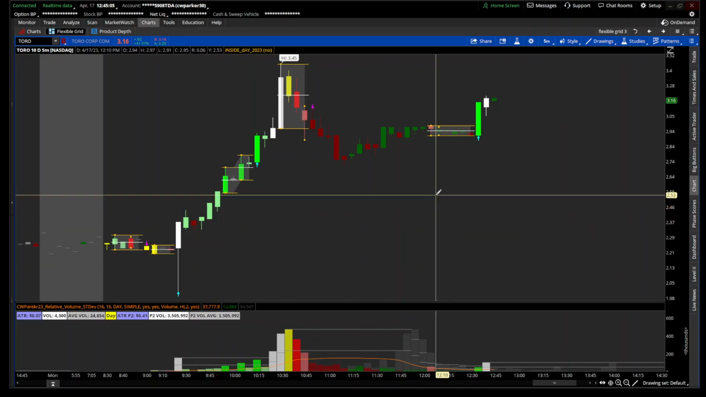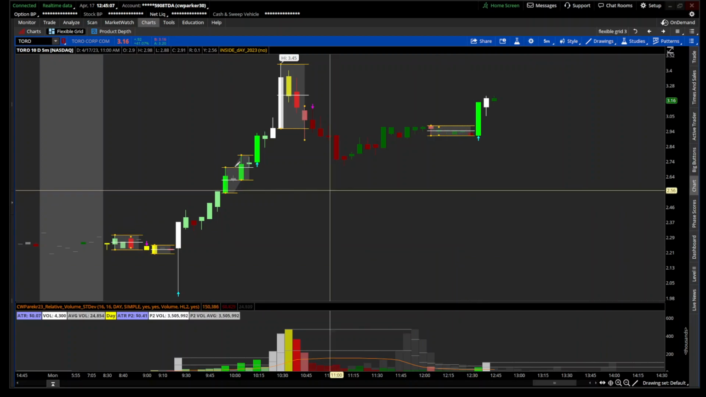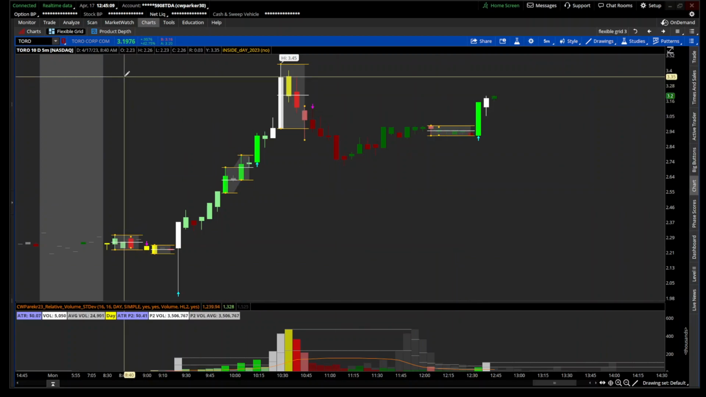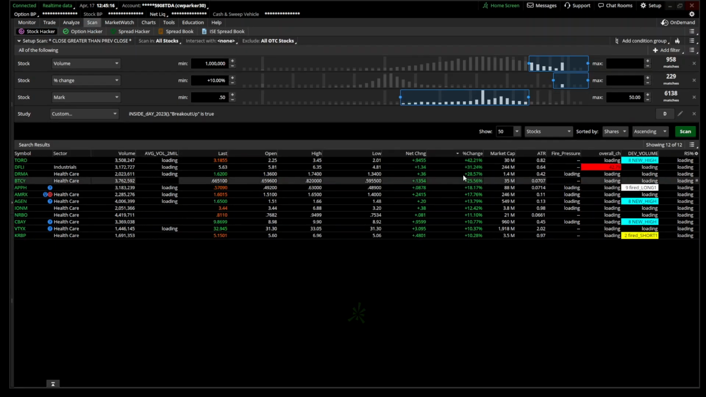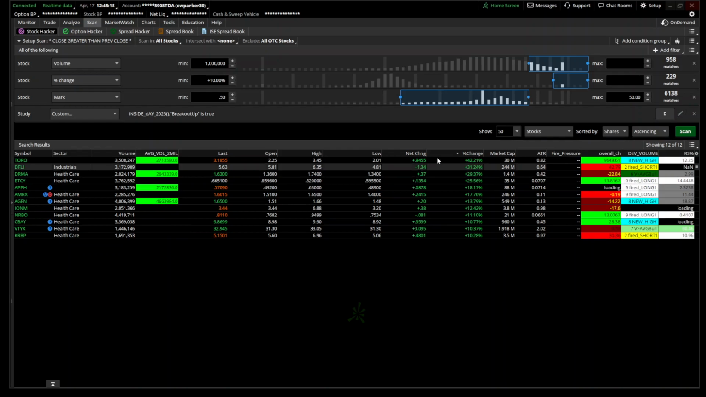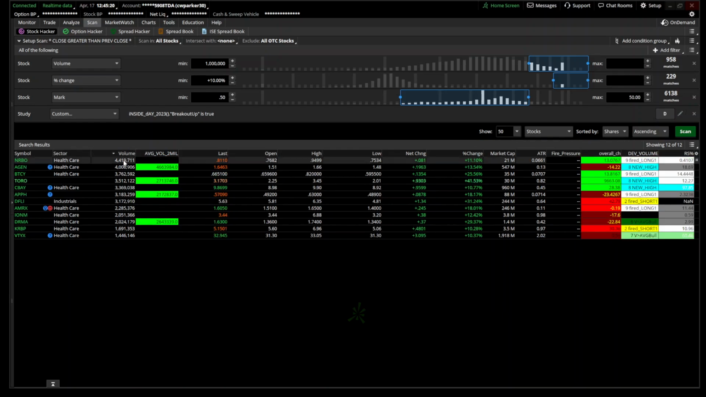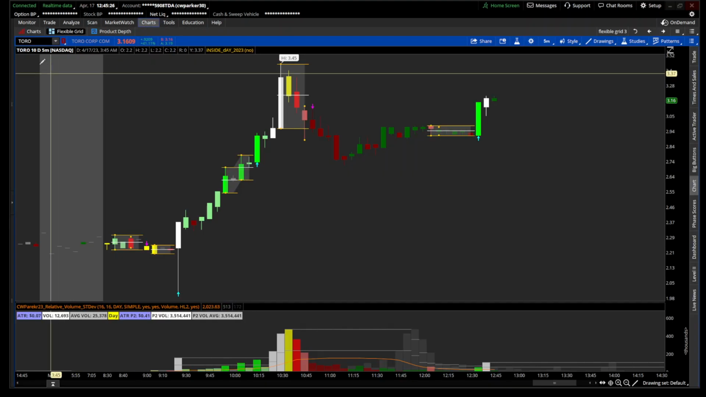But this is the usefulness of this indicator. If you don't know what an inside day or inside bar is, just check YouTube or go to Investopedia. We're going to go back to the scanner, and I'm going to look for something with more volume. So NRBO, it's up 10%. So let's see.